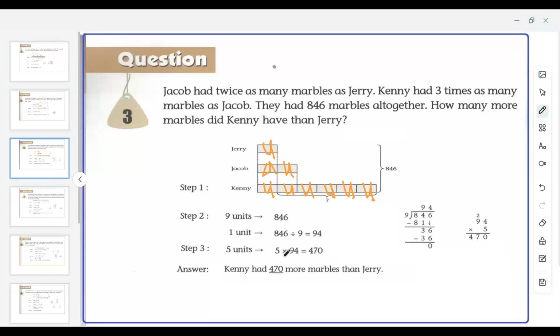5 units, 5 times 94 equals 470. We work it out from here, right? So the answer is Kenny had 470 more marbles than Jerry. Okay, clear? Number 4.